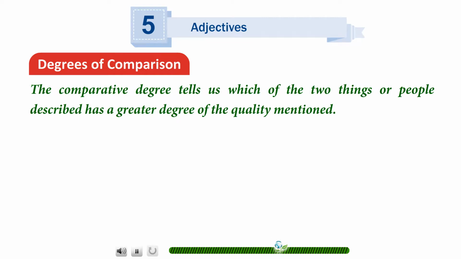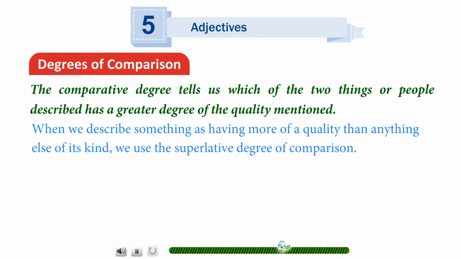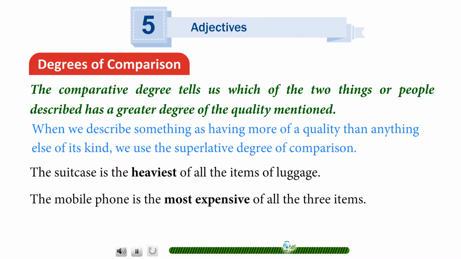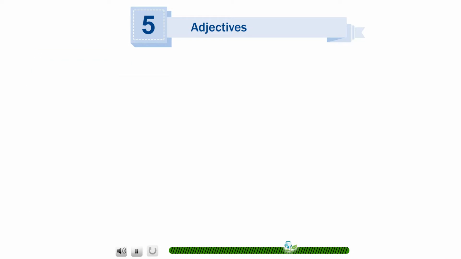The comparative degree tells us which of the two things or people described has a greater degree of the quality mentioned. When we describe something as having more of a quality than anything else of its kind, we use the superlative degree of comparison. The suitcase is the heaviest of all the items of luggage. The mobile phone is the most expensive of all the three items.